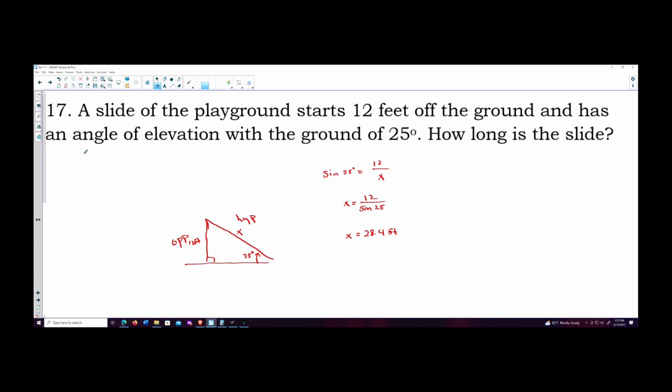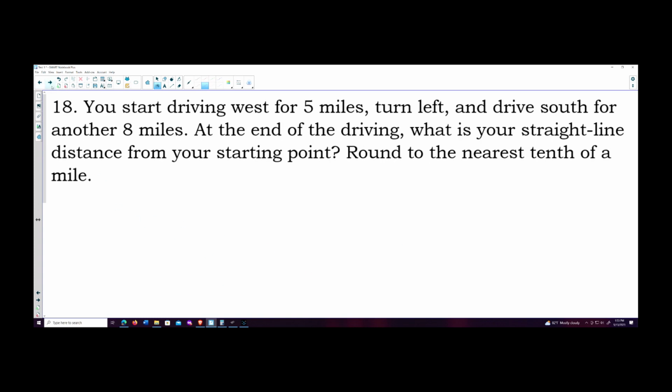Two more, guys. Two more. One more here. 18. You start driving west from a point. So you're here. You go west for 5 miles. Then you're gonna turn left and drive south. Let's see if I can make that line. Well, you drove south 8 miles.